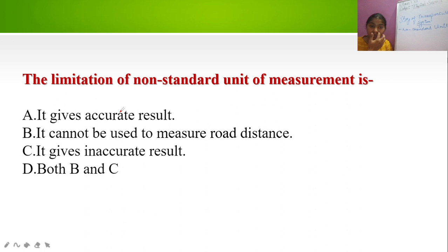Do you get the same accurate result for each person? Yes, you do not get the same result, right? It cannot be used to measure the road distance, right? And it does not give you accurate results. So which one is the correct option, students? Yes, D is the correct option, because we know that B and C are also correct. So we have the correct answer in front of us, that is D. Okay students, now let's come forward.